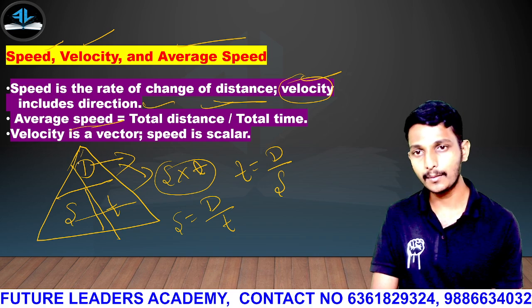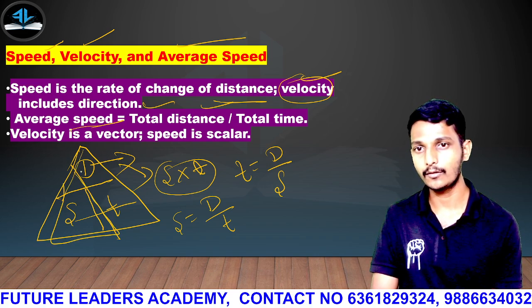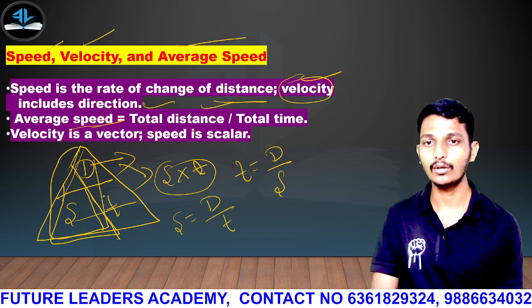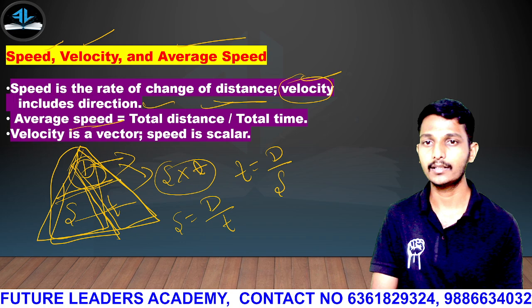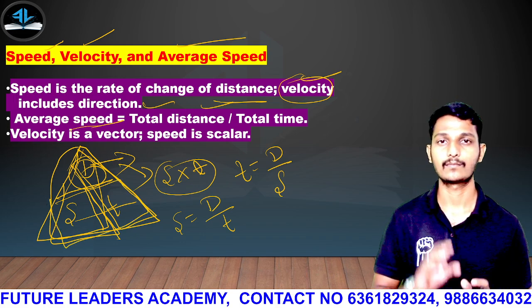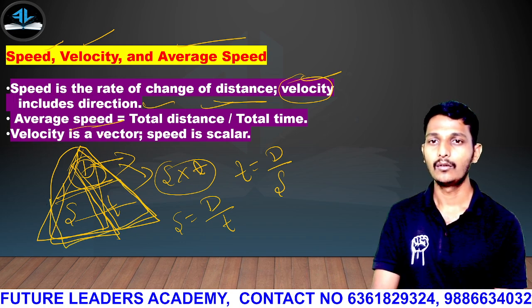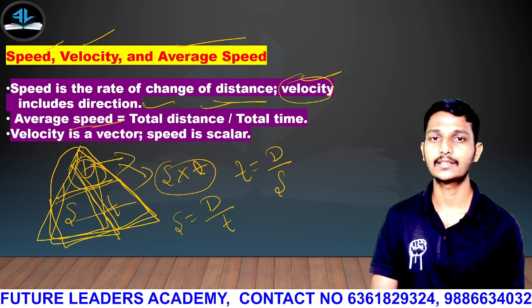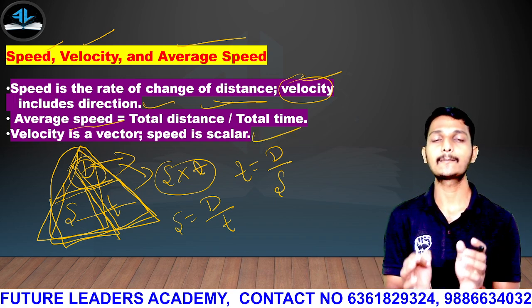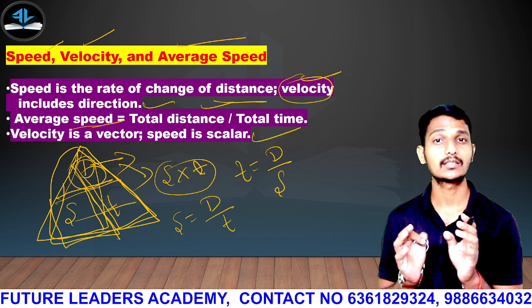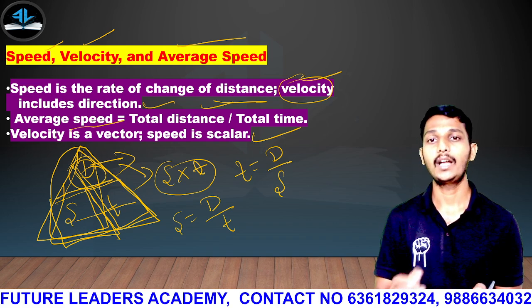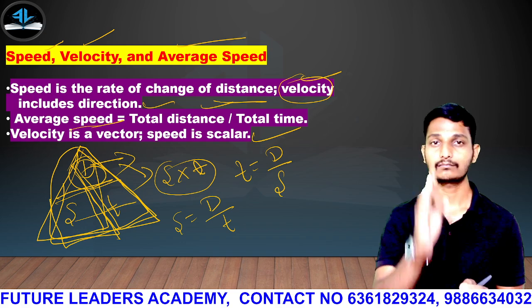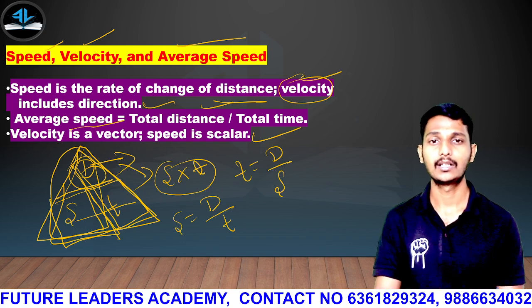Is it clear? If you remember this triangle, it will give you the formula where t is equal to, where s is equal to, and where d is equal to s into t. Velocity is a vector and speed is a scalar. Please remember, velocity is a vector quantity, it has both direction and magnitude. Speed is a scalar, it only has magnitude, no direction. Clear?